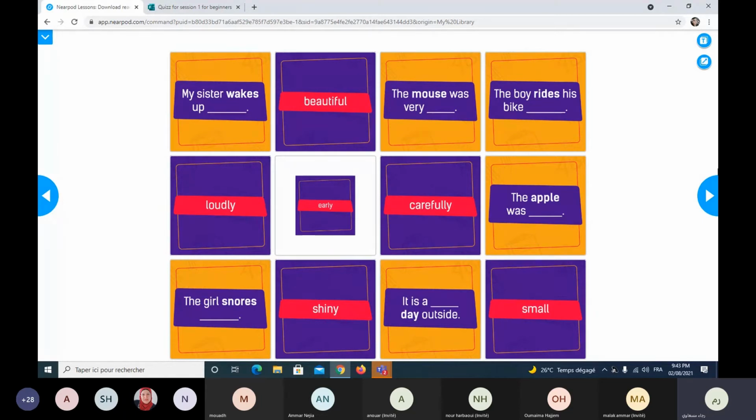Umayma? We can say the girl snores loudly. Very good, yes. The girl snores how? Loudly. Very good, yes, thank you. Okay. Anwar? The boy rides his bike careful. Careful. Yes, thank you. Very good. The boy rides his bike carefully. Yes, thank you.